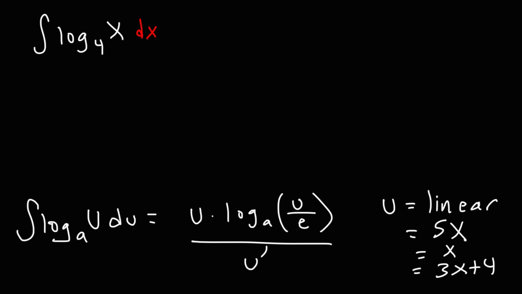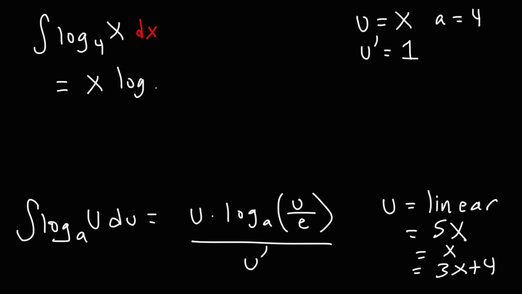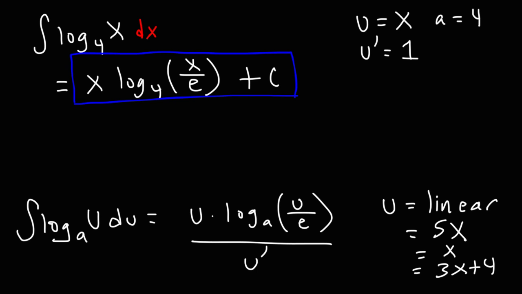So in this example, we can see that u is equal to x, a is 4, and u prime, the derivative of x, is 1. So the answer is going to be u, x, log base a, or 4, of u over e, so that's going to be x over e, divided by u prime, which is 1. And so we don't need to write 1. And then plus the constant of integration. So this is the integral of log base 4 of x. That's the simplest way to get the answer using the formula.